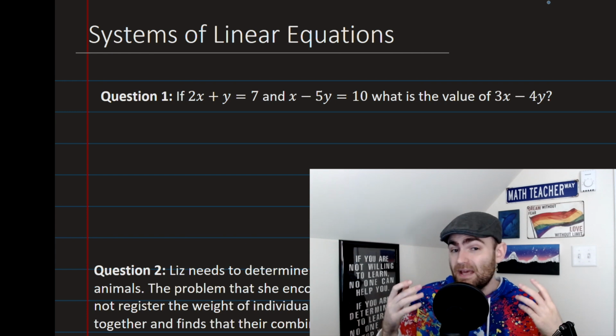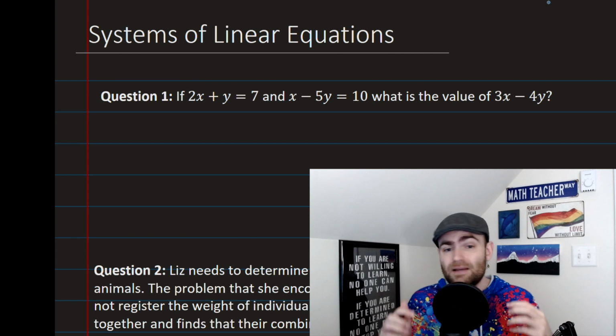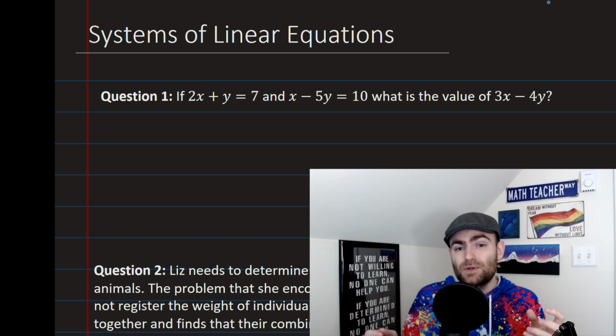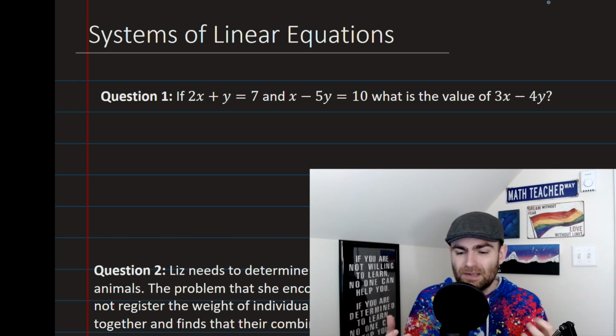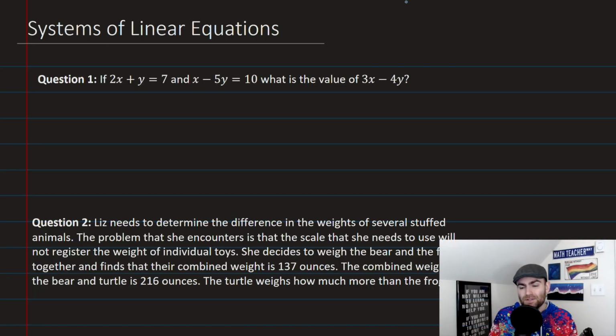Sometimes you may be asked weirder questions, especially on a standardized test or a college entrance exam, where you're not necessarily looking for an intersection, you're taking two equations and doing something weird with them. That happens in question 1. Question 1 says, if we have 2x plus y is equal to 7, and x minus 5y is equal to 10, what's the value of 3x minus 4y?